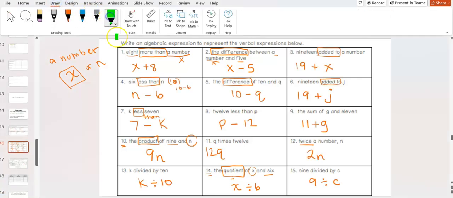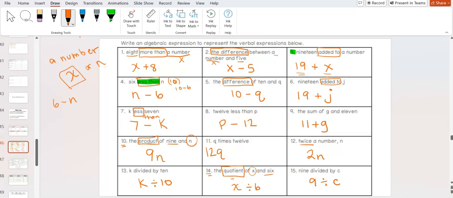Okay, so some of these are a little tricky. We did number 3. This one was simple, 19 added to a number, 19 plus x. This one got a little tricky. Whenever you see the words less than, it's actually backwards from what you might think. Because in here we did 19 added to a number, the first number first and then the next term second, right? But if I have 6 less than n, I'm not going to do 6 minus n, because that's not 6 less than n. That's n less than 6.